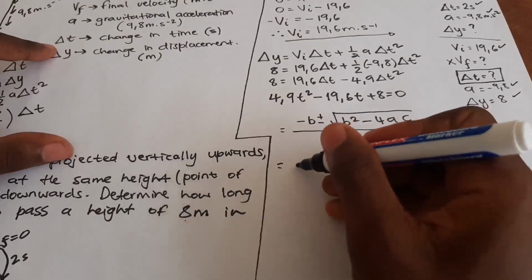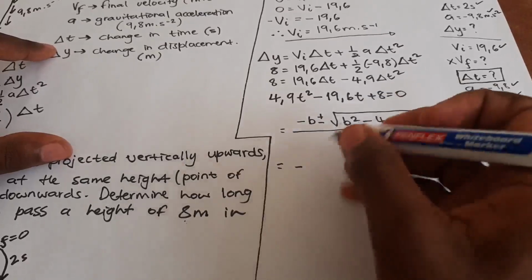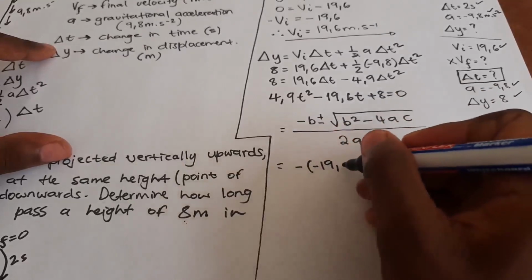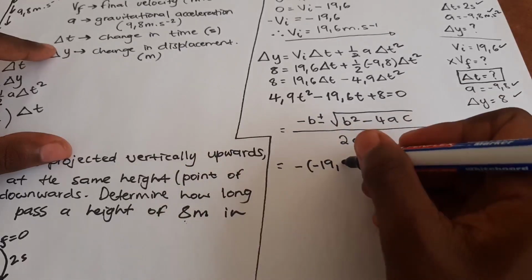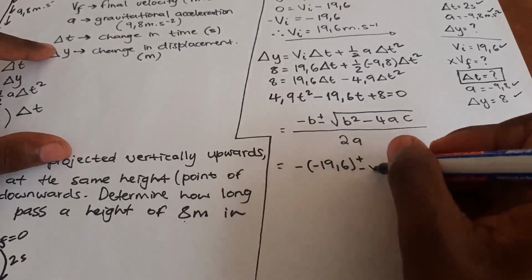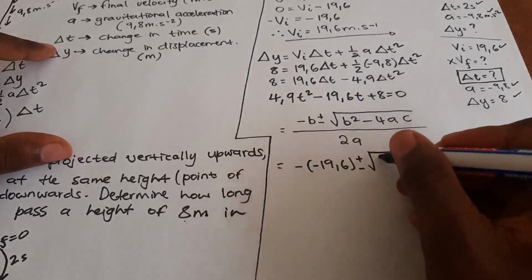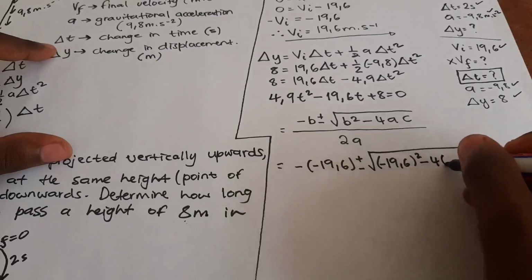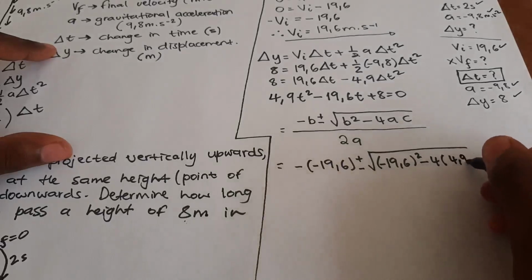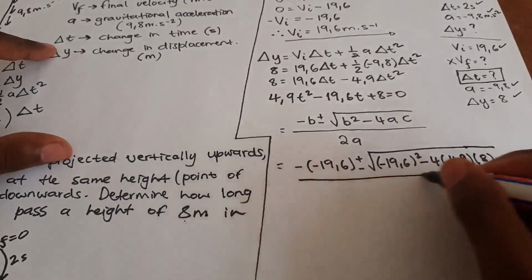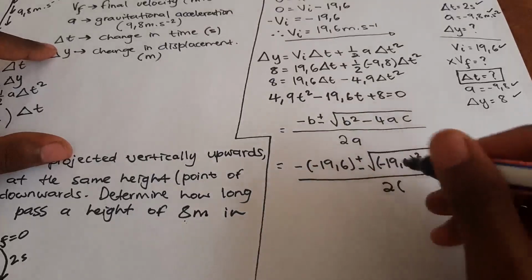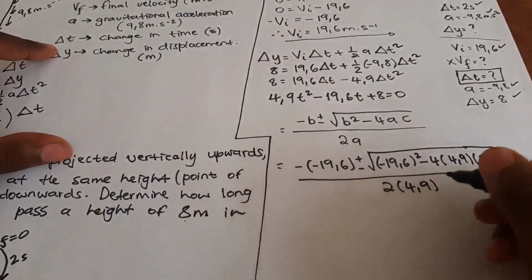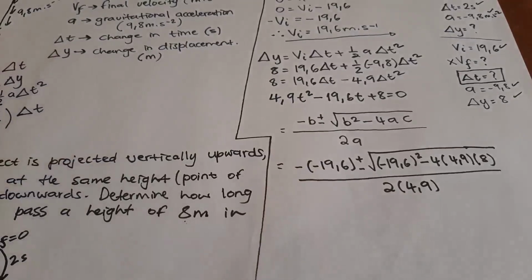So negative b, what's our b? It's negative 19.6. Plus or minus, what's b squared? Negative 19.6 squared minus 4. What's our a? 4.9, and that's our c. It's 8. Over 2 multiplied by a, which is 4.9. Let's punch that into our calculators.